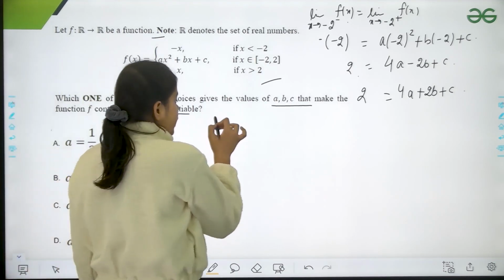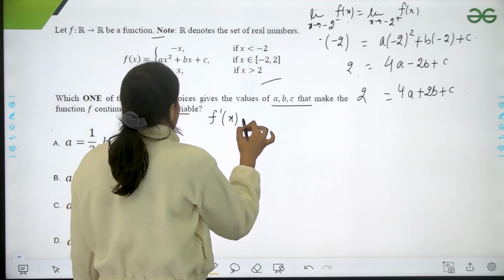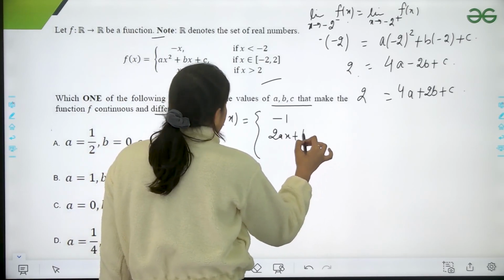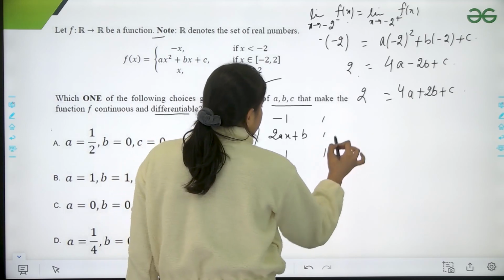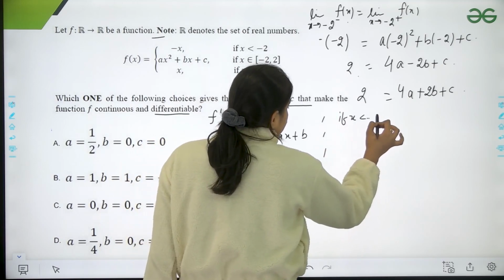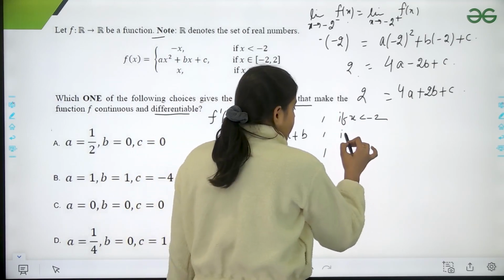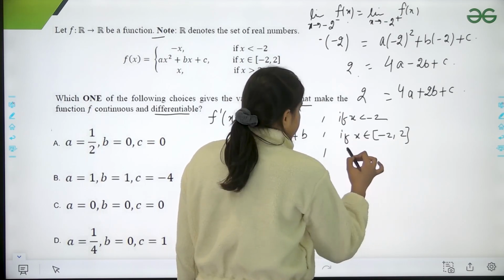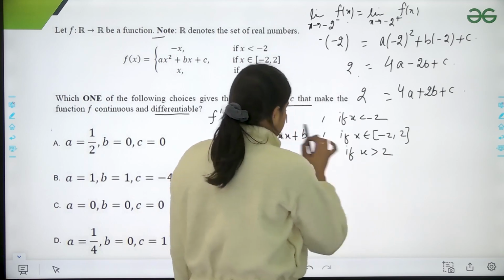We are given the differentiability condition, so I'll find f dash x. F dash x would be -1, 2ax plus b, and 1. So if x is less than -2, then -1. If x lies between -2 to 2, 2ax plus b. If x is greater than 2, then we have 1.